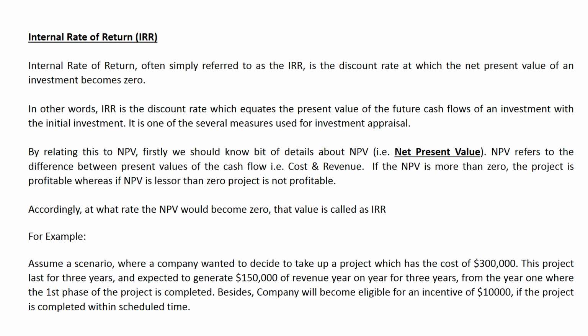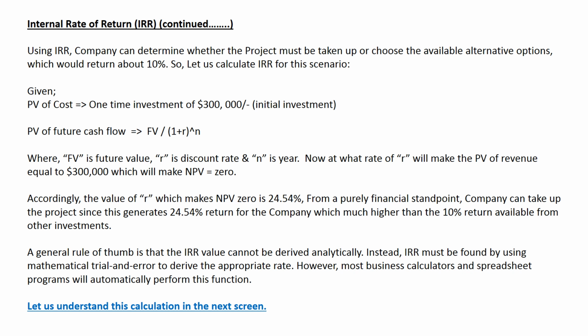For example, assume a scenario where a company wanted to decide to take up a project which has the cost of $3 lakhs. This project lasts for 3 years and is expected to generate $1,50,000 of revenue year on year for 3 years from the year 1 where the first phase of the project is completed. Besides, the company will become eligible for an incentive of $10,000 if the project is completed within scheduled time. Using IRR, the company can determine whether the project must be taken up or choose the available alternative options which would return about 10%. So let us calculate IRR for this scenario.